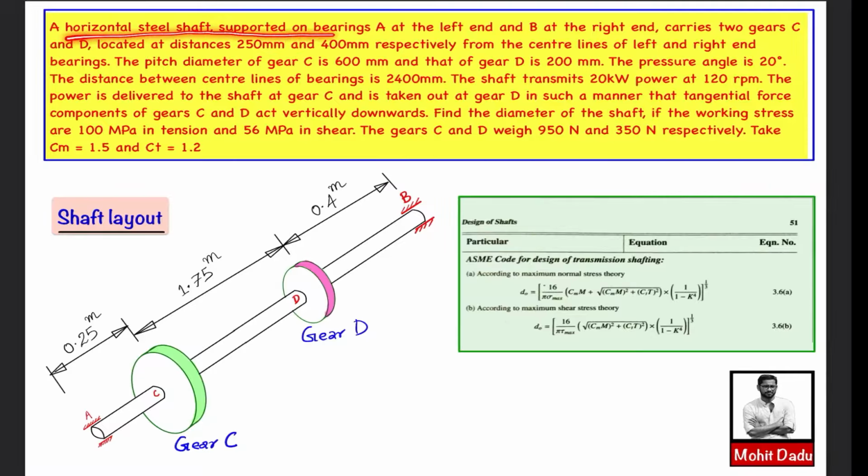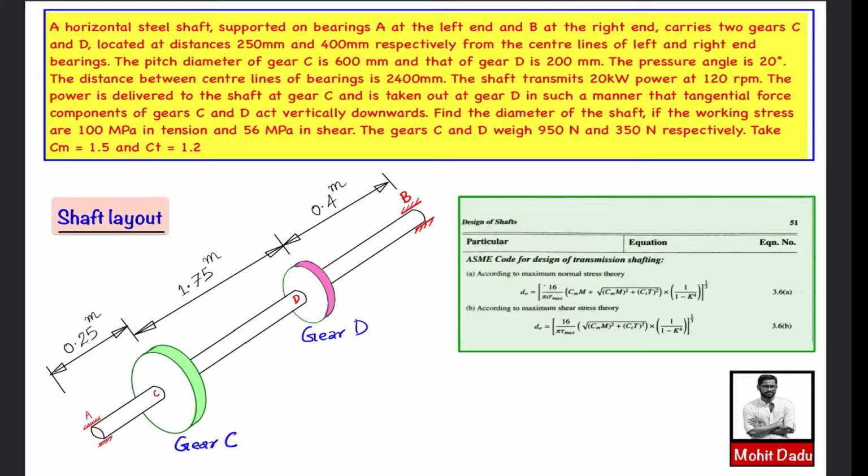Here a horizontal shaft is supported on bearings A and B at the left and right end, and it carries two gears, one at location C and the other at location D, at distances of 0.25 meter right of the left bearing and 0.4 meter left of the right bearing, and their diameters are given. Diameter of C is 600 mm and diameter of D is 200 mm.